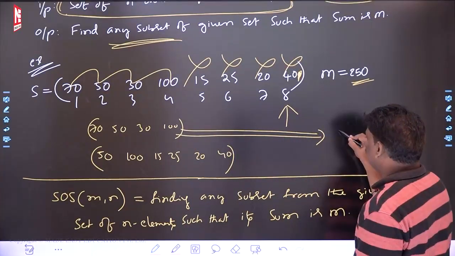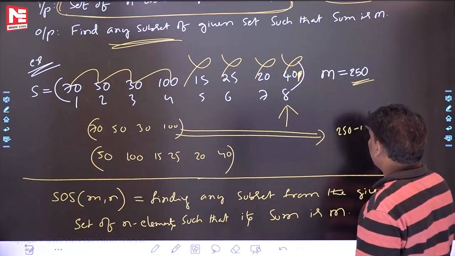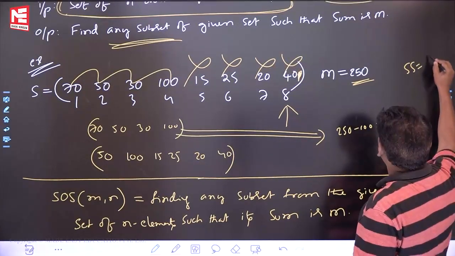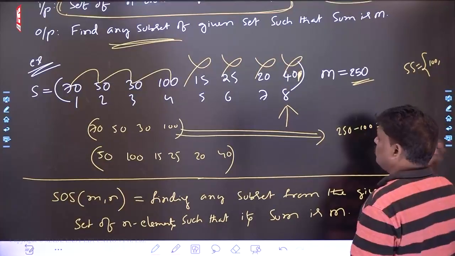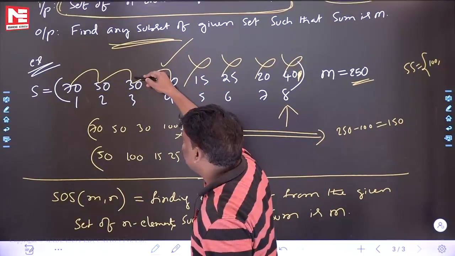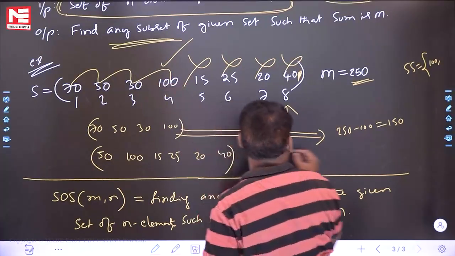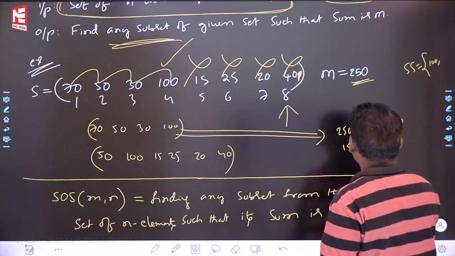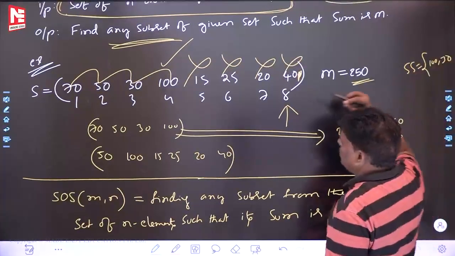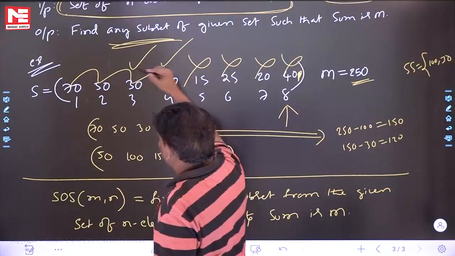You only say. From m 250, this 100 is subtracted. How much? 150. But one thing, for SS, this 100 is added. Next one. What is the next one? This is completed. I am here. You may take, you may not take. Yes, I will take. What is the answer? 150 minus 30. What is the answer? 120. Because you have taken, 30 also added. Next again the same recursive call.